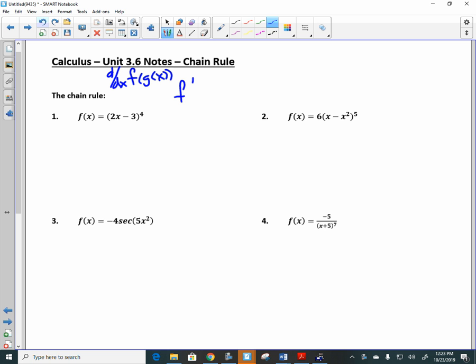It's the derivative of the outside with the inside left alone times the derivative of the inside. Okay? g prime of x times f prime of g of x.